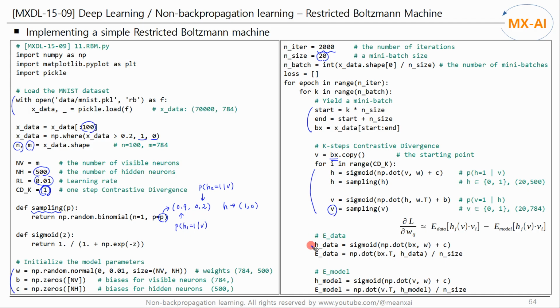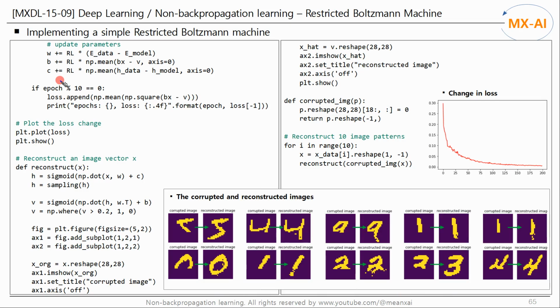Next, we compute E-data and E-model of this formula. When computing E-data, batch data is used, and when computing E-model, the reconstructed V is used. Next, we update each parameter using gradient ascent as follows. And then we compute and save the change in loss. Loss is defined as the mean square of the difference between the batch data and the reconstructed data.